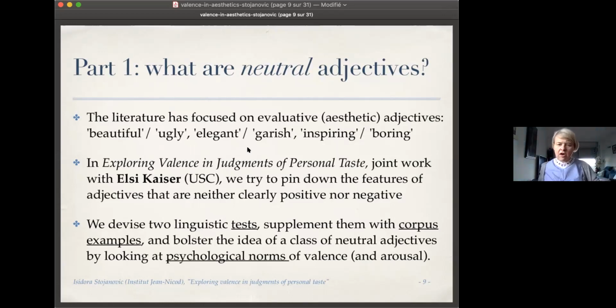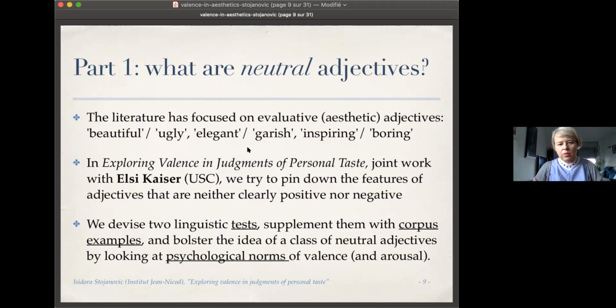So in this current project that we have with Elsie Kaiser on exploring balance and judgments of personal taste, what we try to do is pin down the features of adjectives that are neither clearly positive nor negative. So what I want to do here is just give you an idea of what the project is without really going into all its depth. The aim here is to really distinguish a class of adjectives that have an interesting behavior.